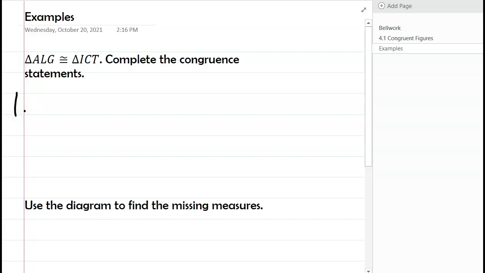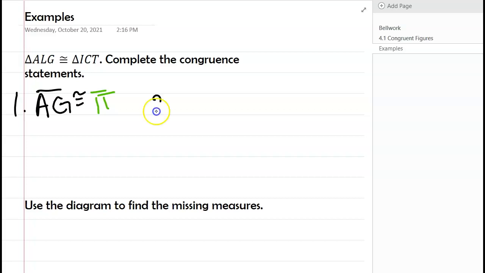So, for example, number 1. The segment AG. If you look at triangle ALG, A is the first letter and G is the last letter. So in the other triangle, the corresponding side to AG is going to be the side that has the first letter and the last letter. So what side is going to correspond to AG? IT, the first and the last. IT. So looking for the letters in the same order.